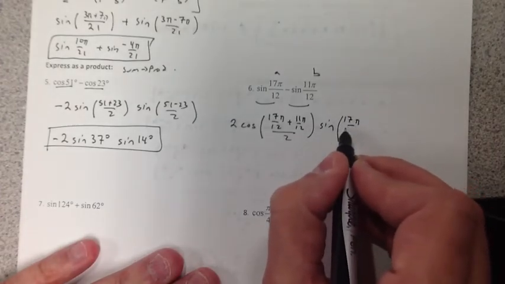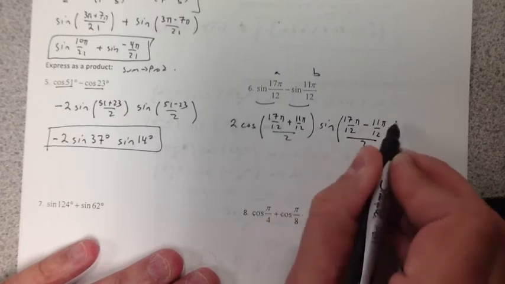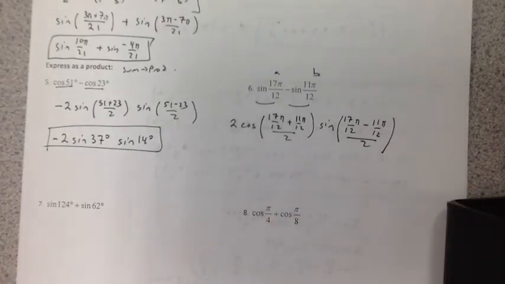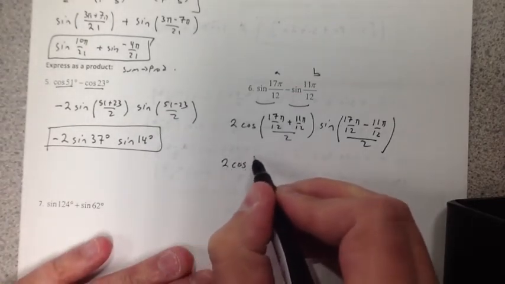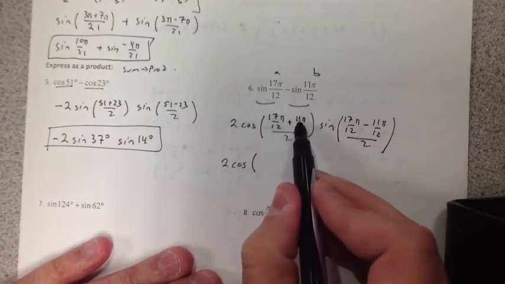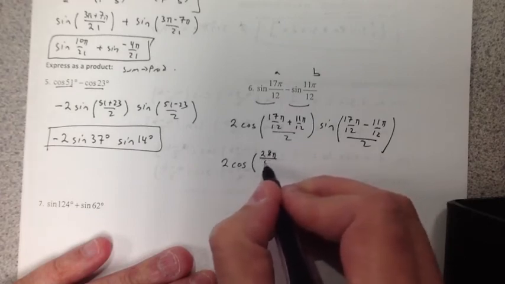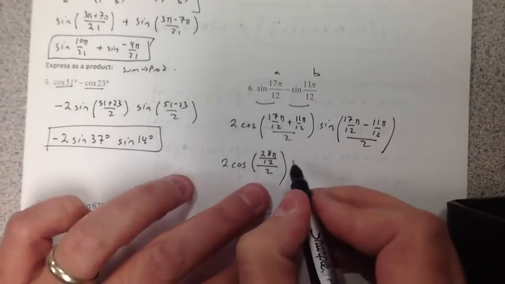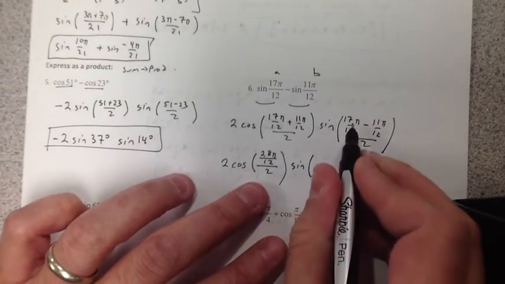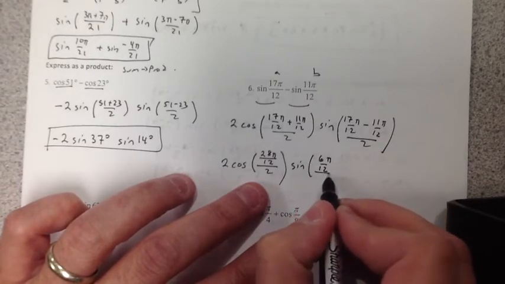17 pi over 12 minus 11 pi over 12 over 2. Ugly. But it's not too bad to do. Just go step by step. 2 cosine. If you add these together, that's 28 pi over 12 all over 2. And it's okay to leave it like this for now. We'll take care of that in just a moment. Times the sine, and if you subtract 17 minus 11, this becomes 6 pi over 12 over 2. Yuck.